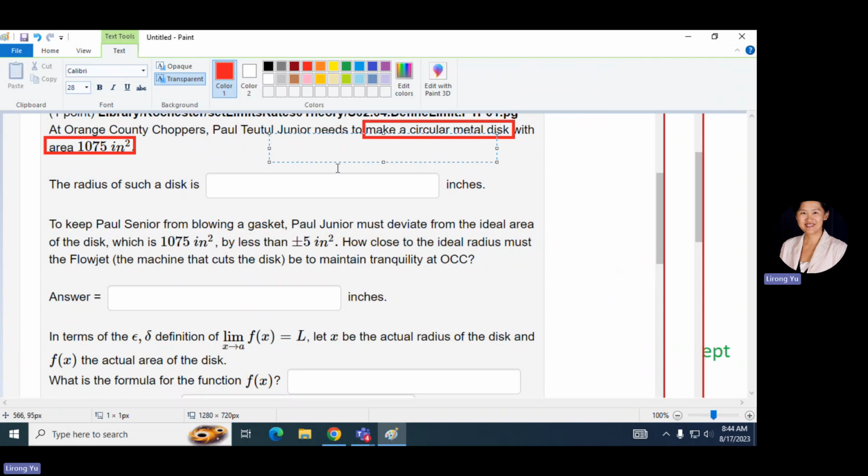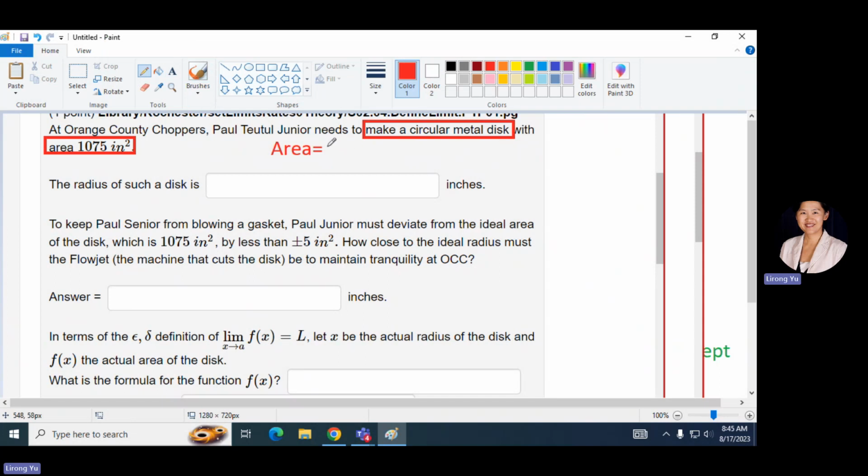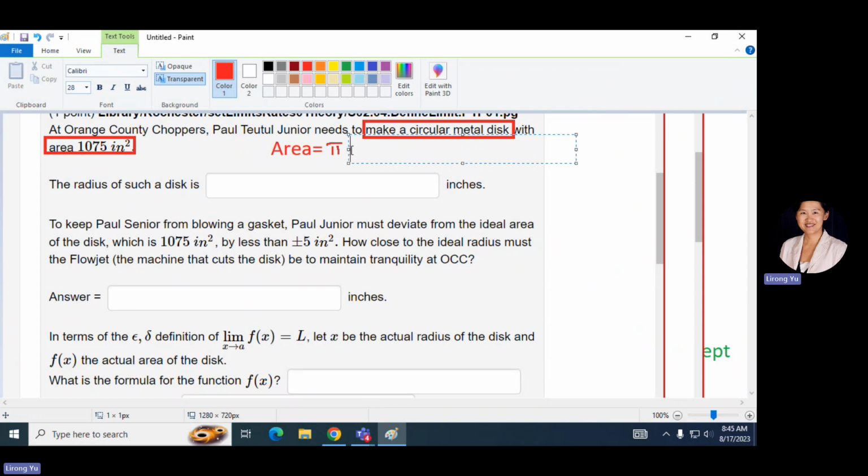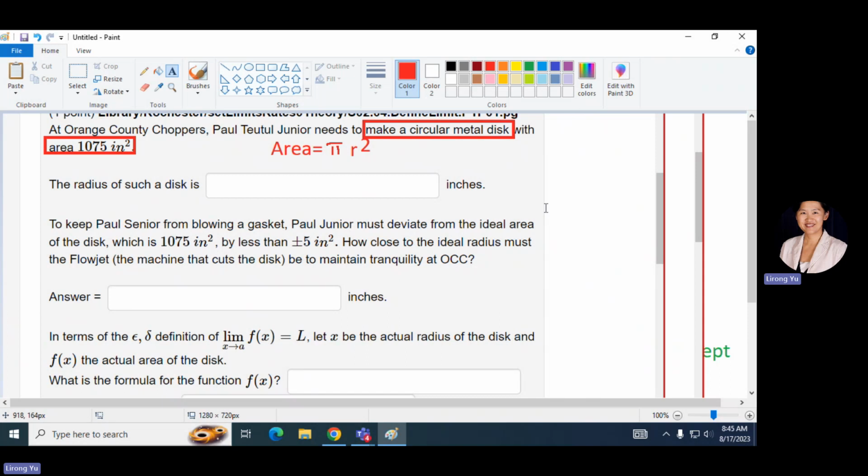How do you control the area? You control the radius. So we need to know the relation between area and radius. Do you know for a circle, what is the relation between area and radius? Pi times radius squared. So area is equal to pi times the radius squared. So that's the formula. Having that formula, you can already start calculating the radius.